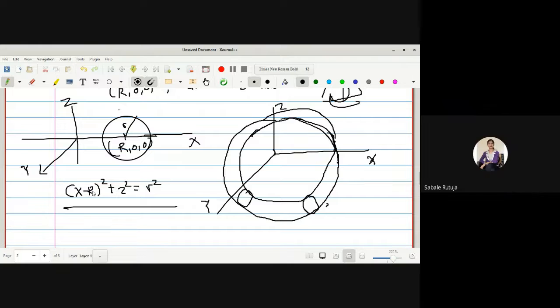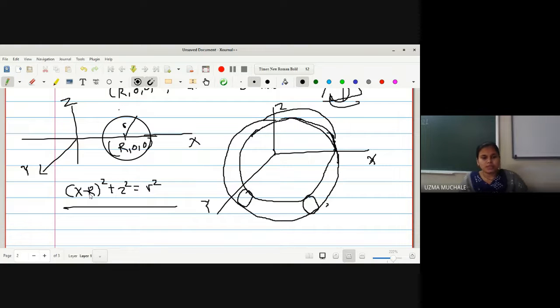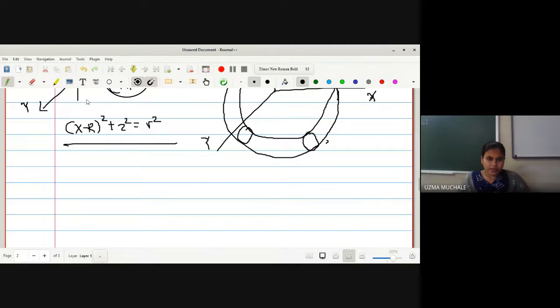Yes, ma'am. The center is not at the origin, so as it is some distance from the origin to the x-axis, that's why we have written it like this. Now we have a circle in the xz plane, so we have this curve, a circle. Now we can write it in terms of a parameter: x is equal to some R plus r cos u, and y is equal to r sin u.